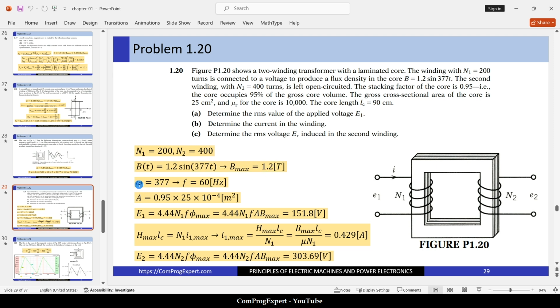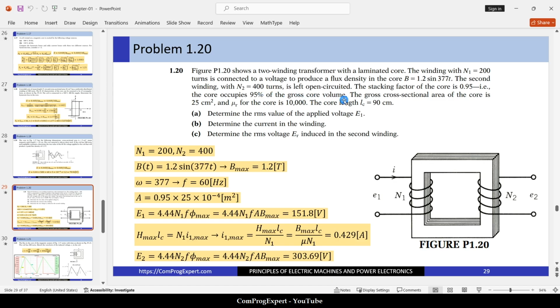The 377 is the angular frequency. The frequency is equal to 60 hertz. The second winding has 400 turns and it is left open circuit. So the value of the current in the second coil is 0. The stacking factor of the core is 0.95. It means that the core occupies 95% of the gross core volume.